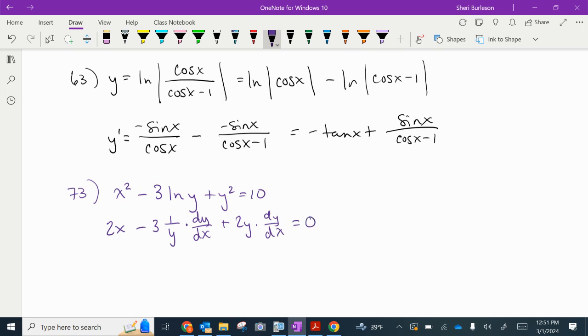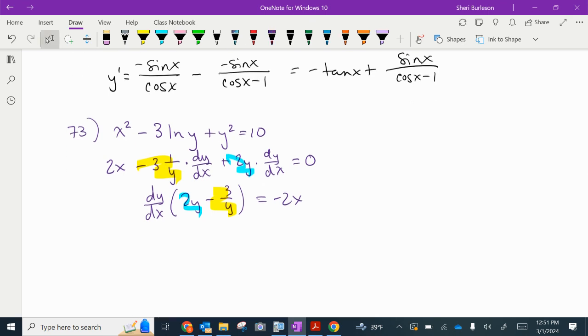and the derivative of 10 is 0. So then here I'm going to factor out the dy dx, and I'm left with negative, let's go, 2y minus 3 over y. And then the 2x needs to move to the other side. So I'm going to divide both sides by 2y minus 3 over y. So I get dy dx equals negative 2x over 2y minus 3 over y.